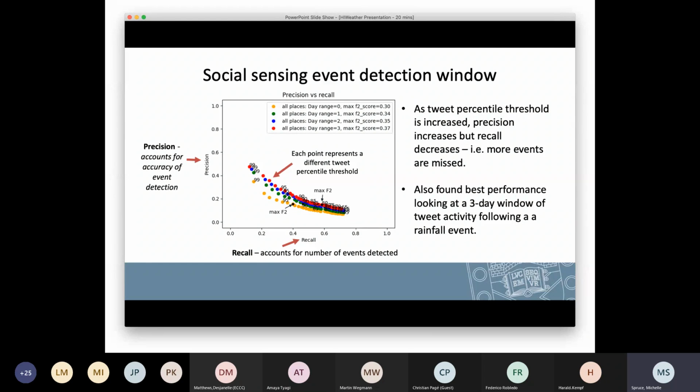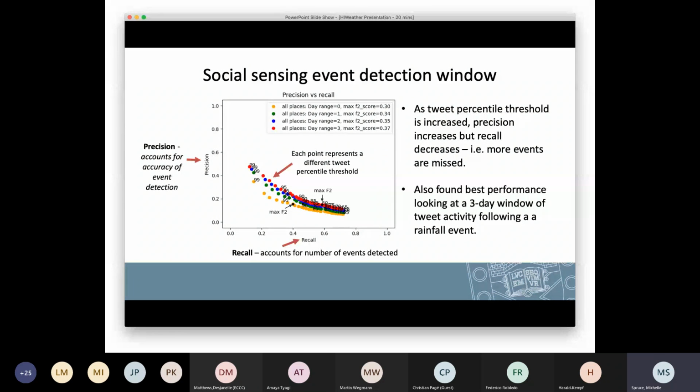And you can see that recall at the lower percentiles is pretty good, but precision is pretty low. Then as we increase our threshold of tweet percentile, precision improves, but recall decreases. So the threshold we need to use is somewhere around the middle.